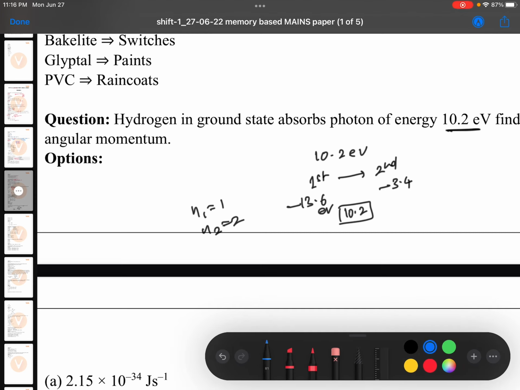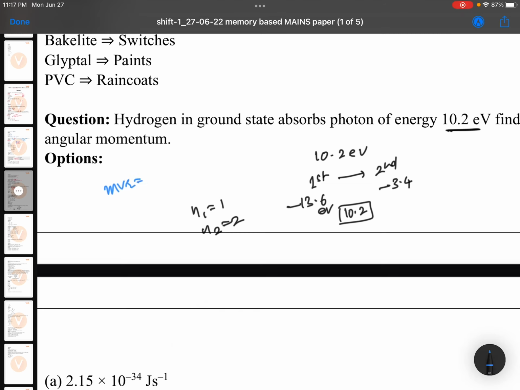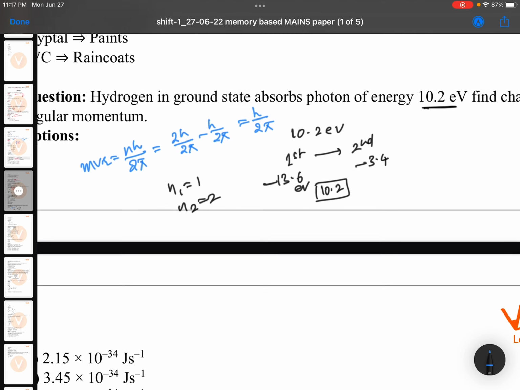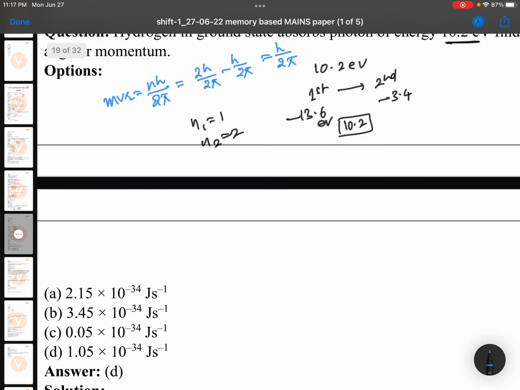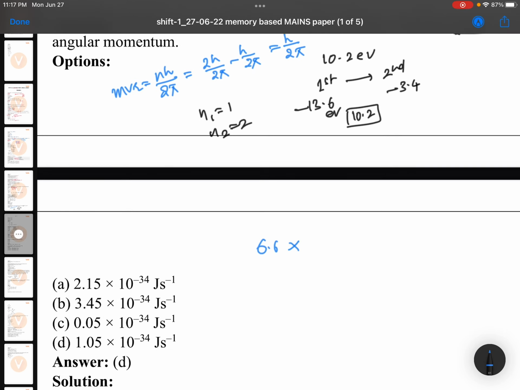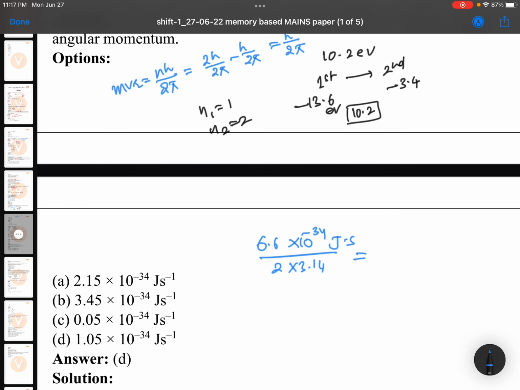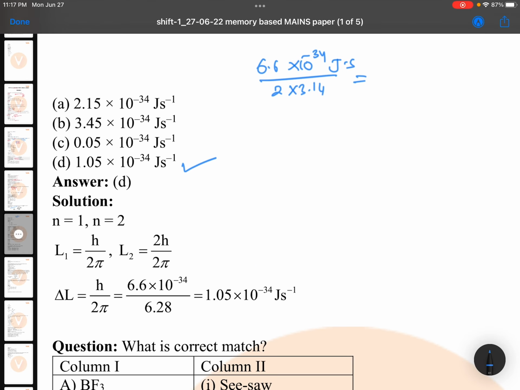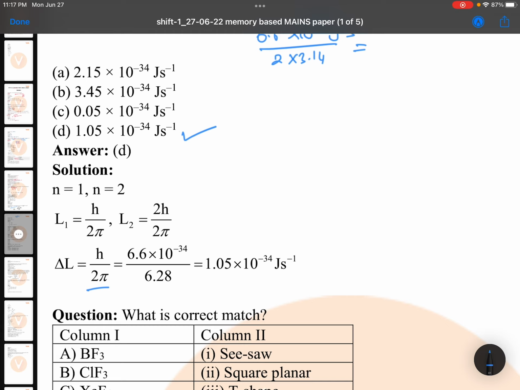Now the formula for this is angular momentum mvr equals nh by 2 pi. He is asking the difference: 2h by 2 pi minus 1h by 2 pi. So it is nothing but h by 2 pi. The h value is 6.6 into 10 to the power minus 34 joule second, divided by 2 pi, that is 2 into 3.14. You will get the answer 1.05 into 10 to the power minus 34. You can see here h by 2 pi values are taken.